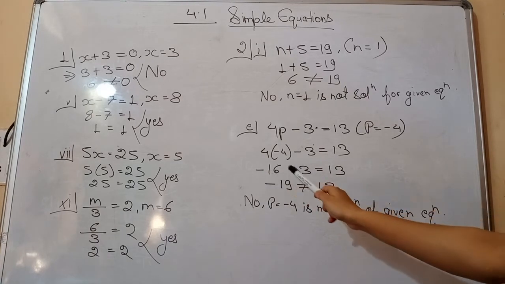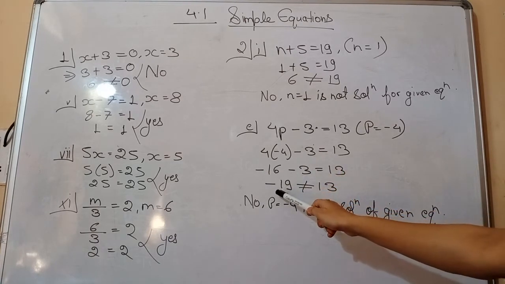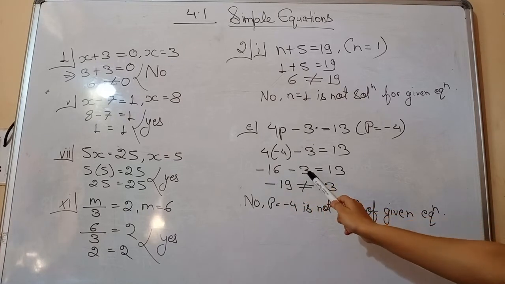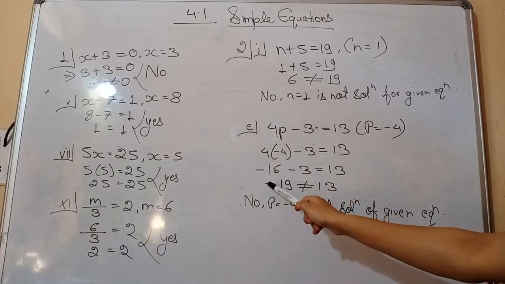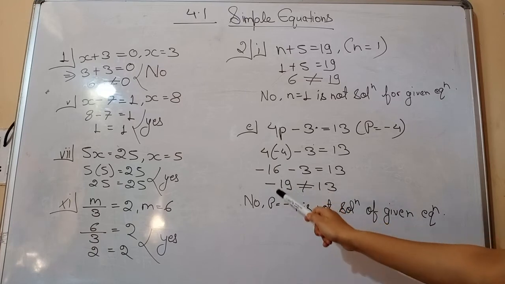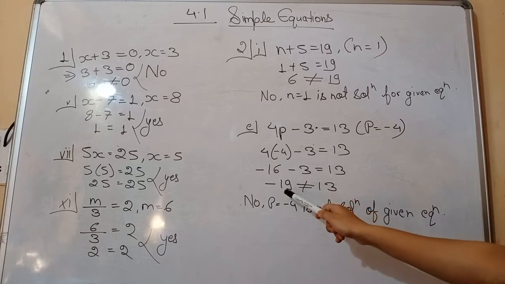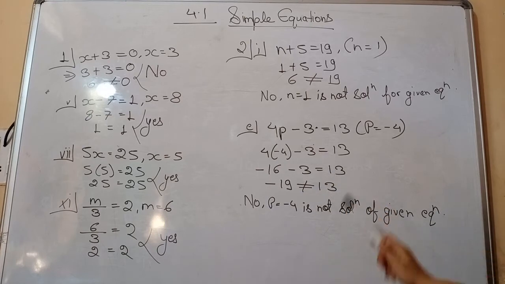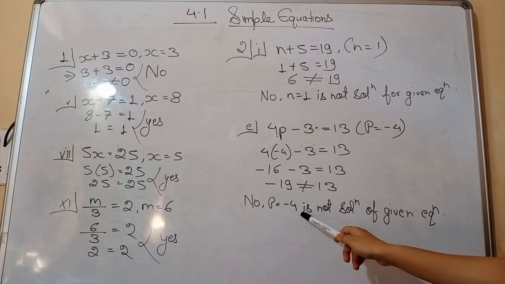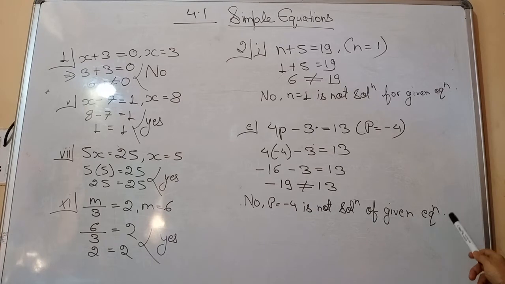Now we know that minus minus gives us plus, but we write it as a negative sign. So 16 plus 3 gives us 19, or we can say minus 19 because we have to write the negative sign also. So minus 19 is clearly not equal to 13. So what can we write? No, p equals minus 4 is not the solution of the given equation. This is how, by placing the bracket value inside the equation, you can easily find out whether the given value is the solution for the equation or not. So this is what you have to do in question number 2 of exercise 4.1.